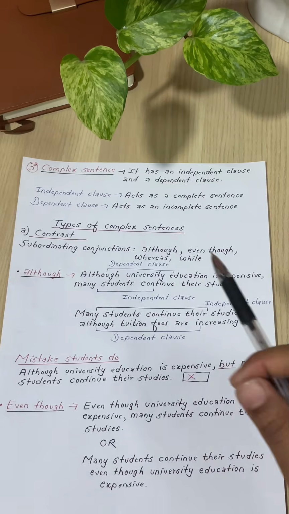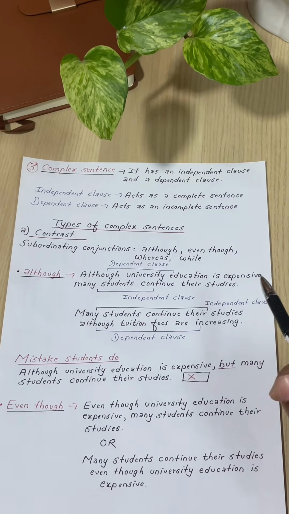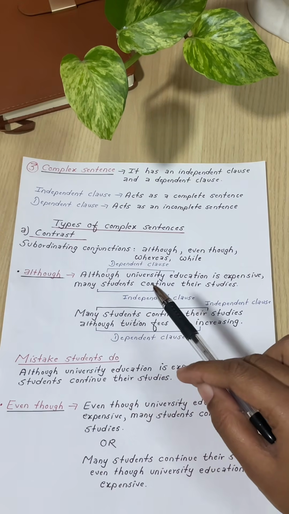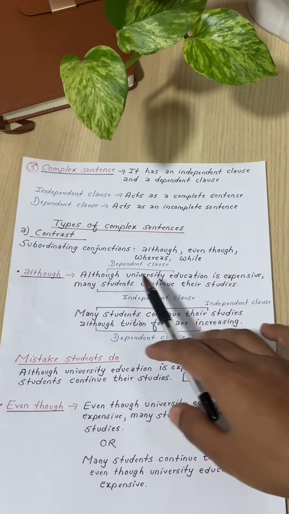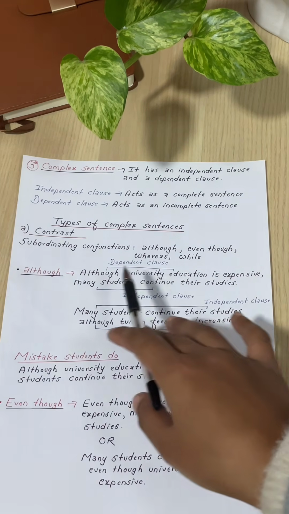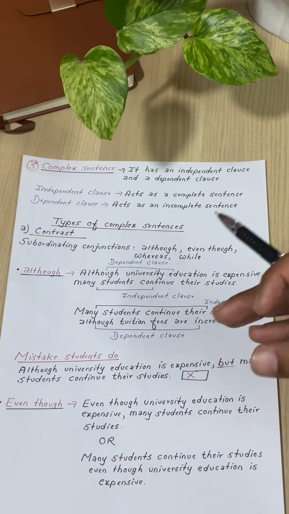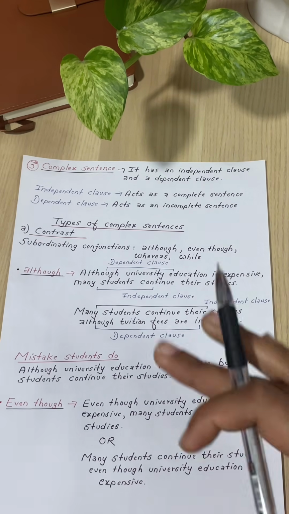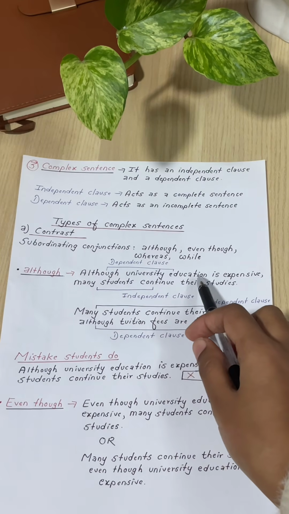For although, university education is expensive, comma, many students continue their studies. Here the dependent clause is although university education is expensive. This clause is incomplete in itself, so we need another clause to complete it. It is many students continue their studies.